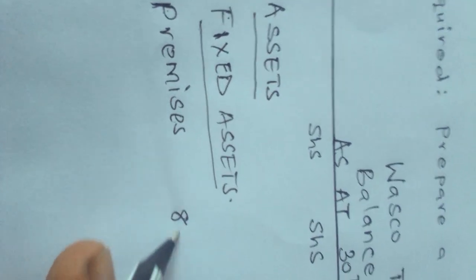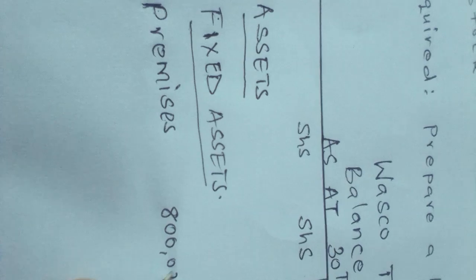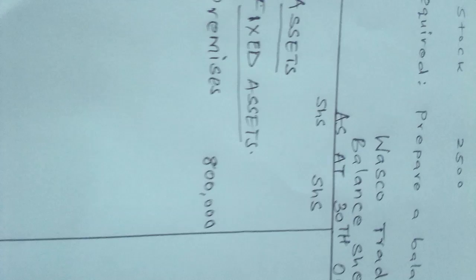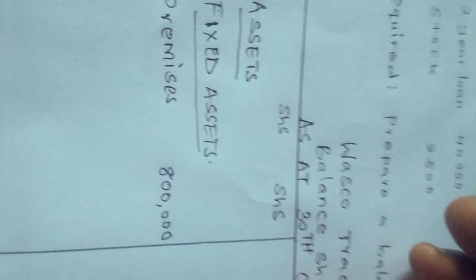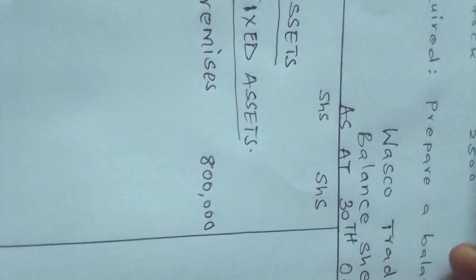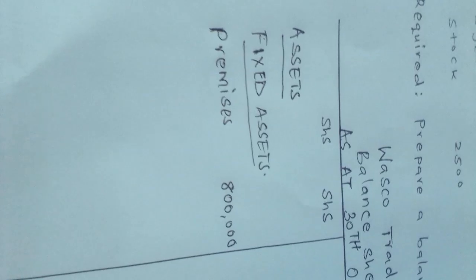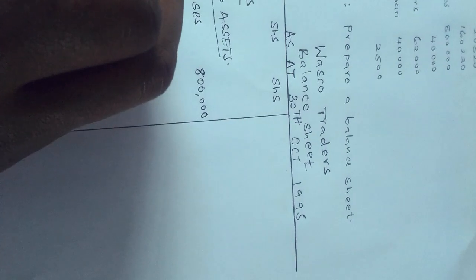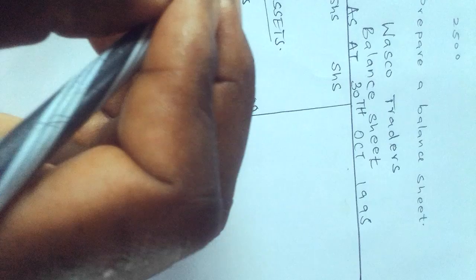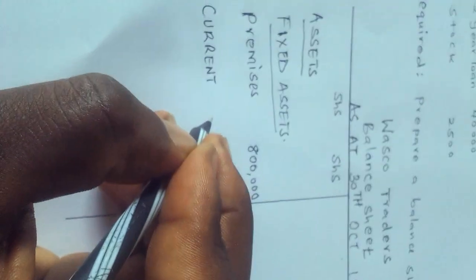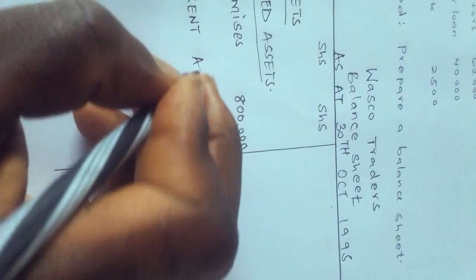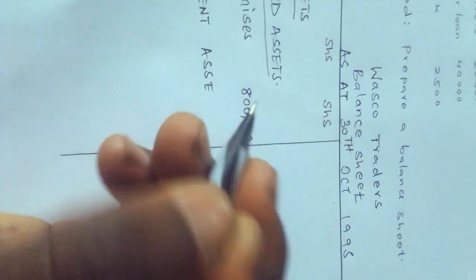Then under current assets, as you can see here, if you look at what we have, cash is actually a current asset. The bank is also a current asset. The premises is actually a fixed asset. The creditors are short-term liabilities, the loan is a long-term liability, and stock is actually a current asset.